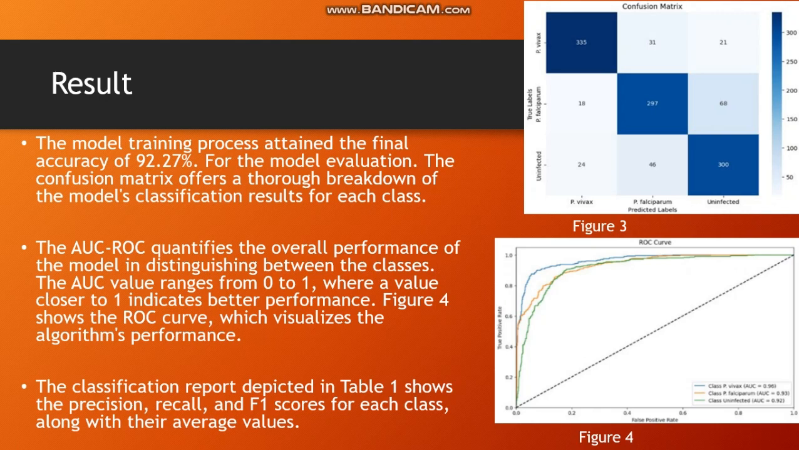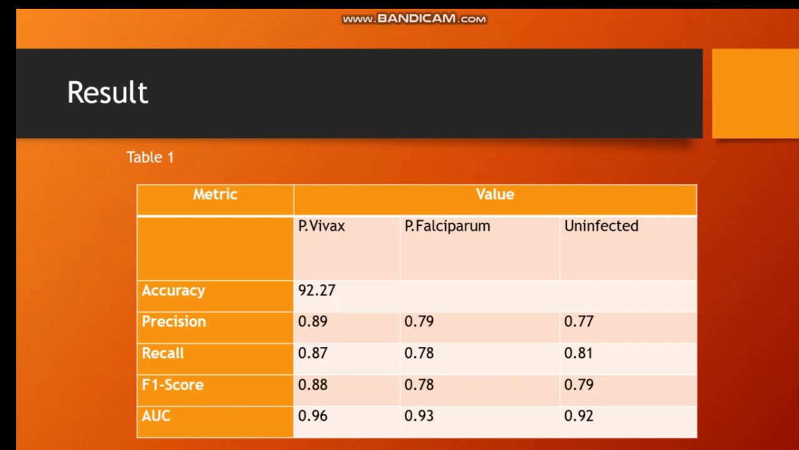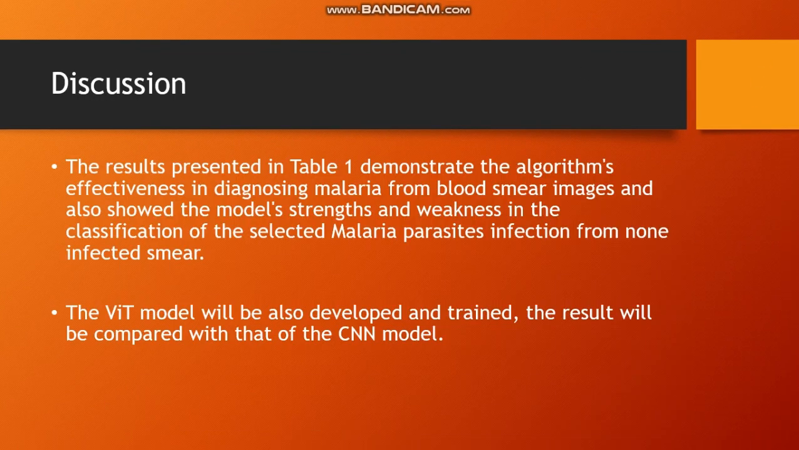The classification report depicted in table 1 shows the precision, recall, and F1 scores for each class along with their average value. These are the values for accuracy. The results presented in Table 1 demonstrate the algorithm's effectiveness in diagnosing malaria from blood smear images, and also show the model's strengths and weaknesses in classifying the selected malaria parasite infections from non-infected smears.